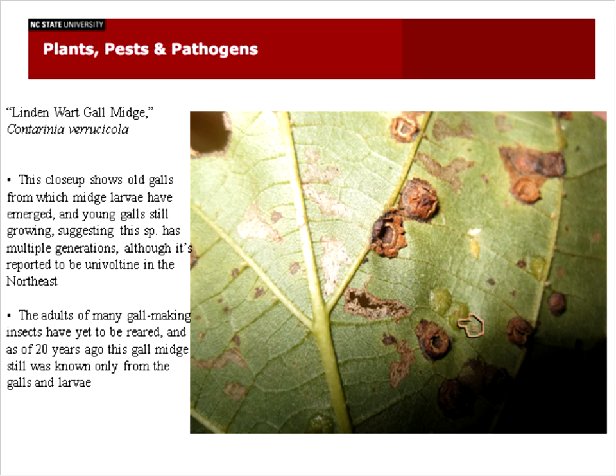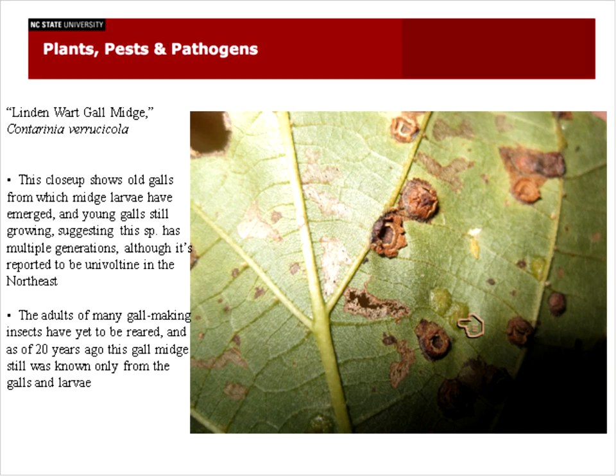The literature I have on this species indicates that it has 1 generation a year. It's univoltine in the northeastern states, but the fact that you've got galls obviously of quite different ages suggests that it may have more than 1 generation here in the southernmost part of its range. We simply don't know. Like I say, this is the first record we've ever seen of this particular gall. Now, about galls in general, the adults of many gall-making insects have never been reared.